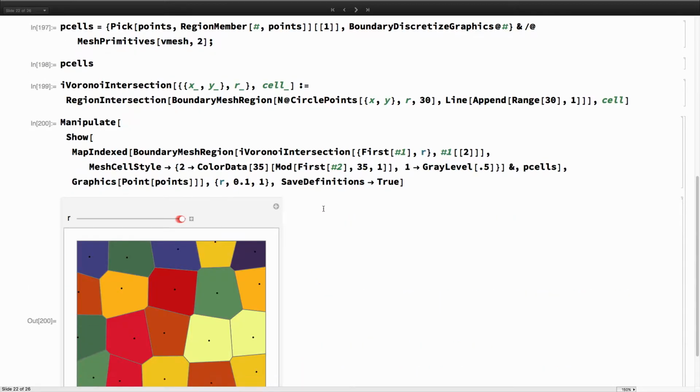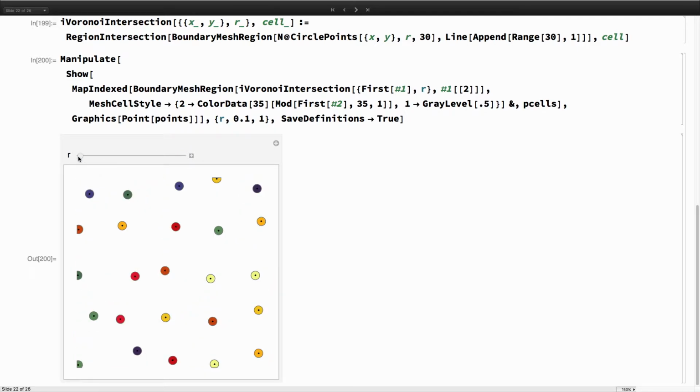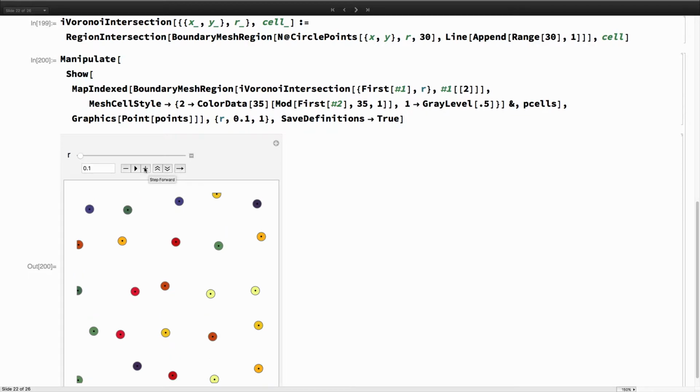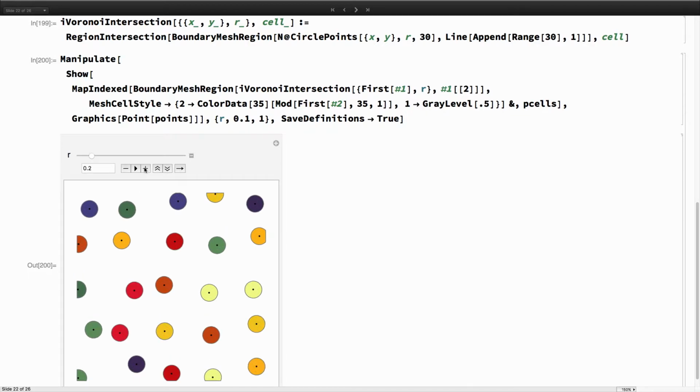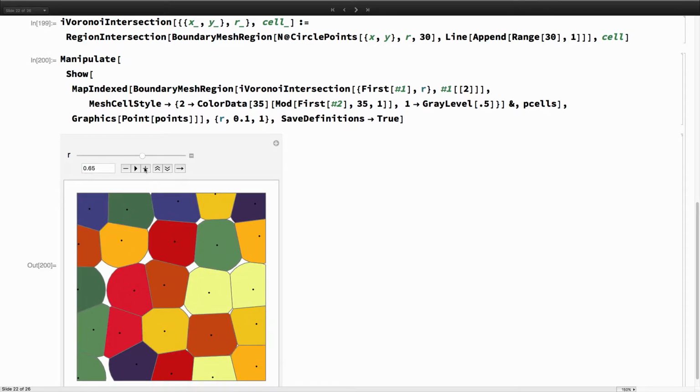So let me just show you. Okay, let me start from the beginning. So this is the original point with some little circle, and then as you move, it keeps evolving and actually becomes the Voronoi mesh. So it's a kind of transformation animation.